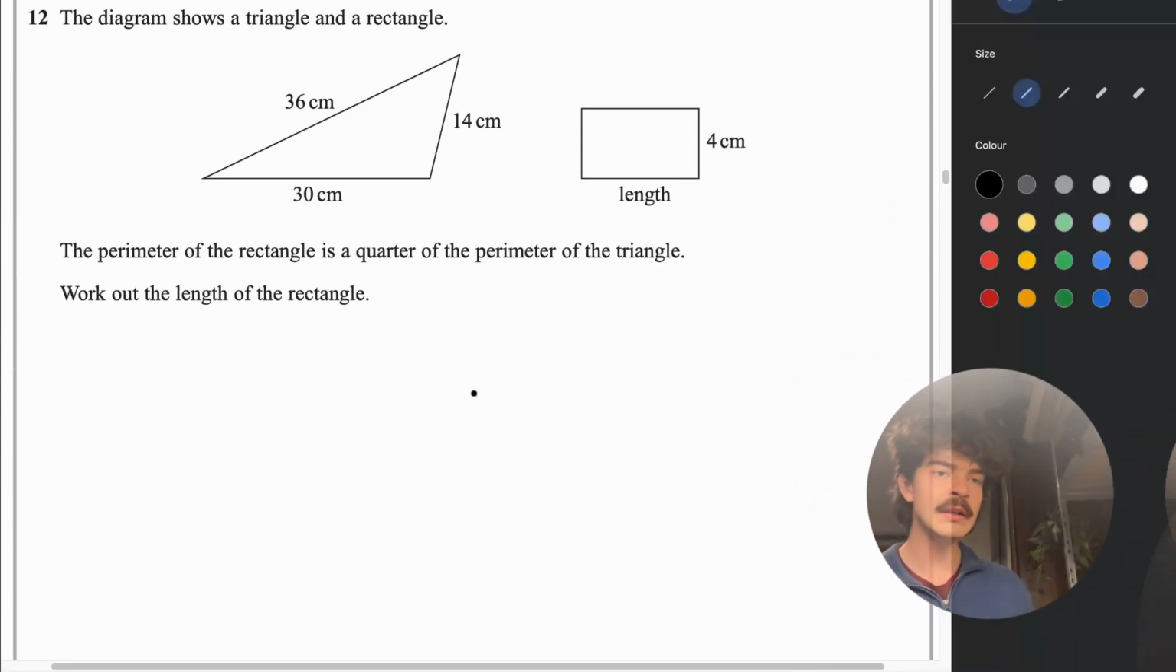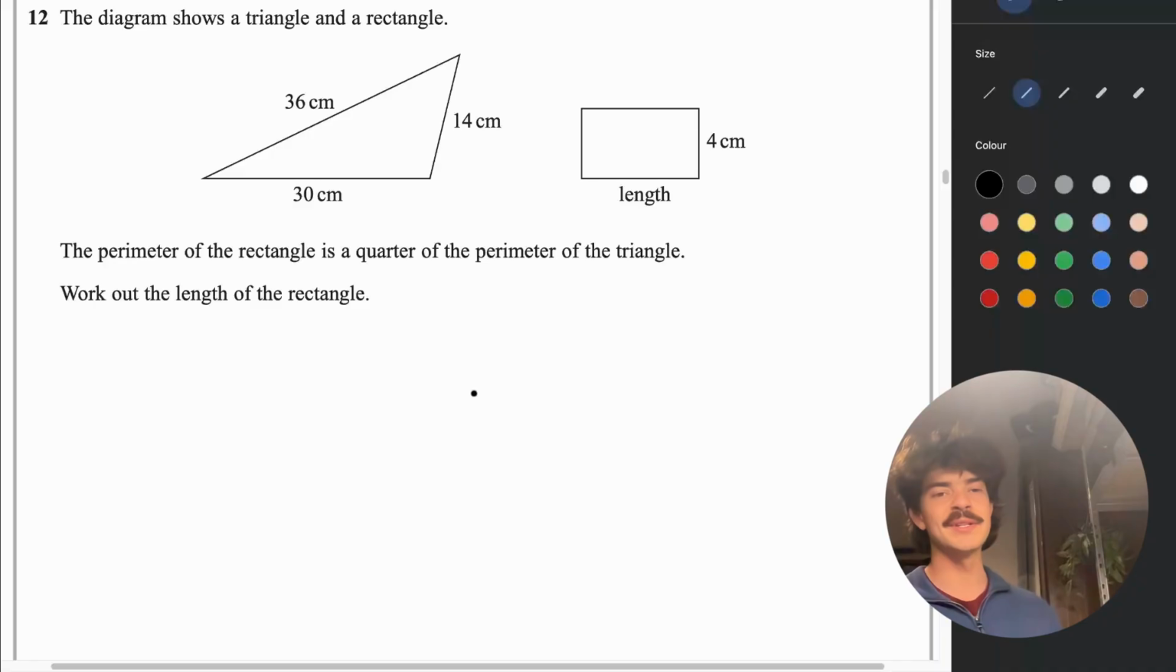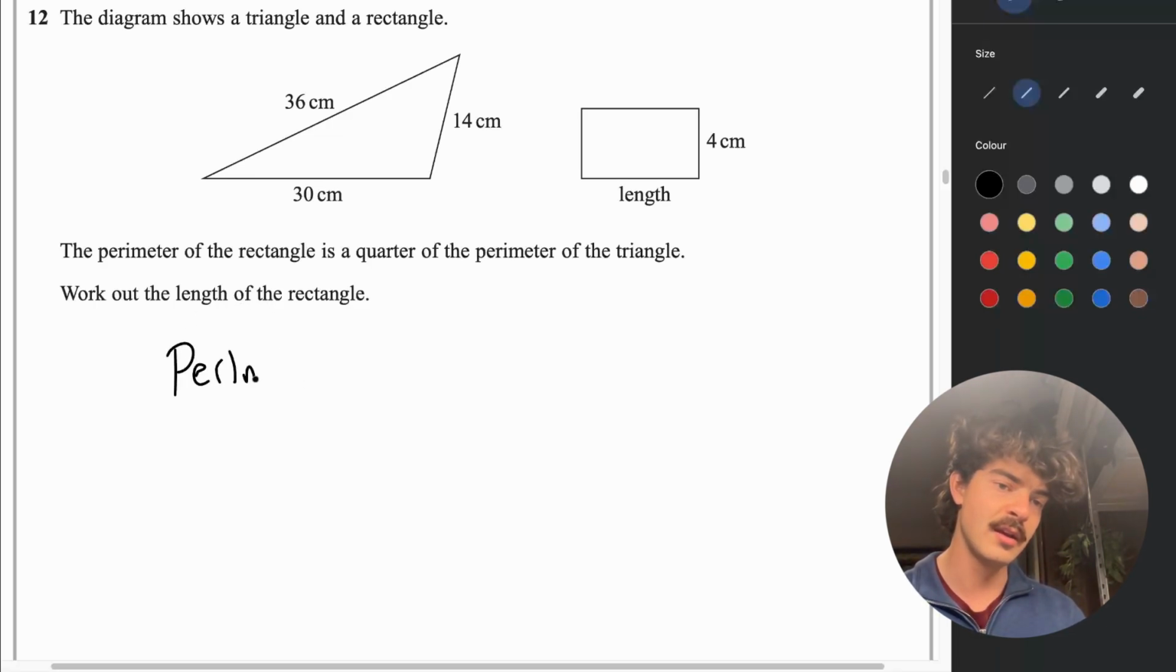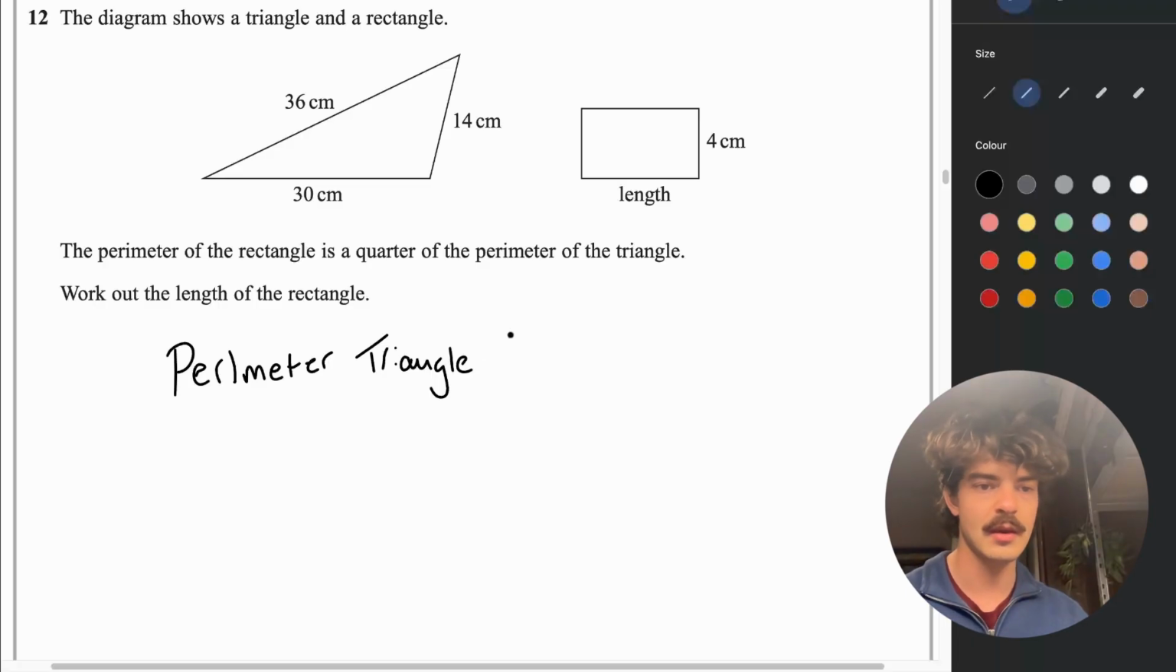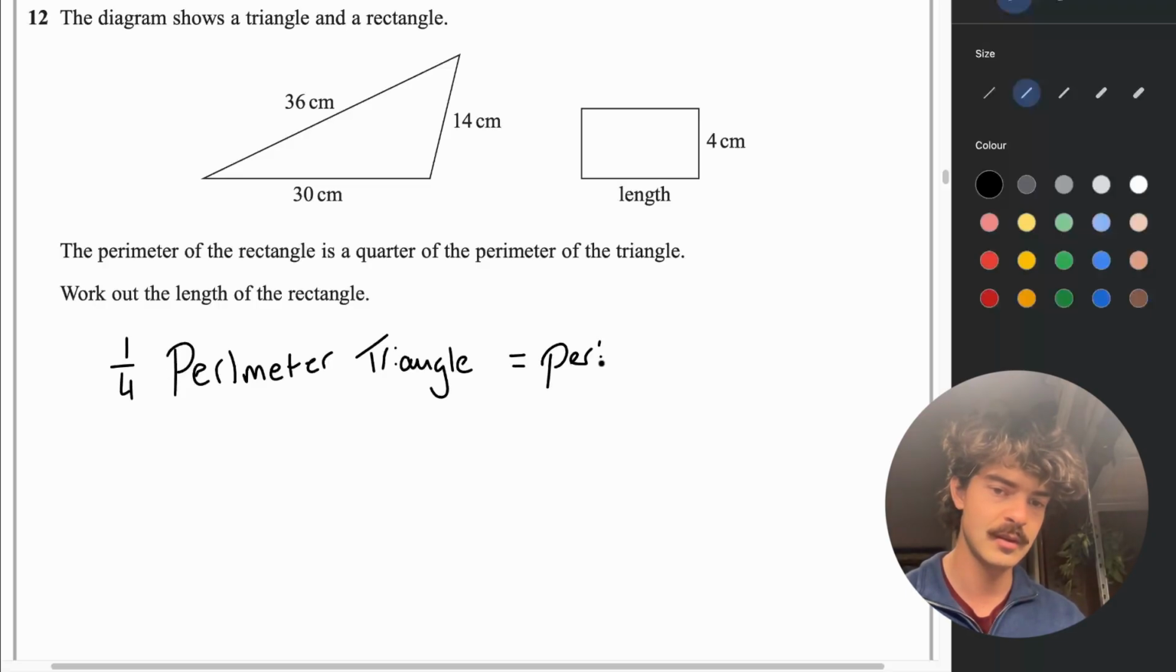Nice. Okay. So next up is question 12. The perimeter of the rectangle is a quarter of the perimeter of the triangle. So maybe let's just write this out, right? So perimeter of the triangle, the perimeter of the rectangle is a quarter of the perimeter of the triangle. So 1/4 of the perimeter of the triangle is equal to the perimeter of the rectangle.